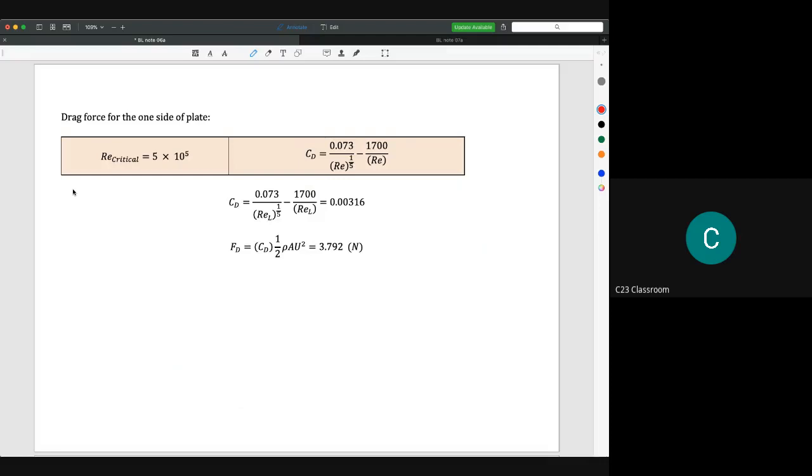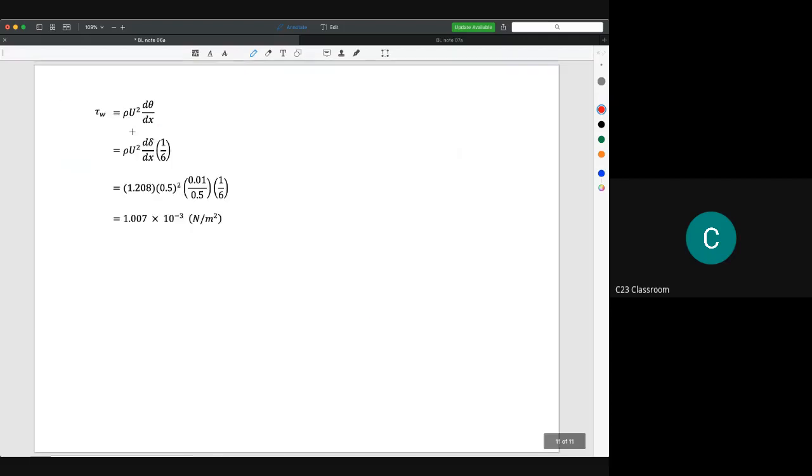And then because we take Reynolds critical as 5 times 10 to the power of 5, the CD here is 0.073 over Reynolds number to the power of 1/5 minus 1700 over Reynolds number. So we get 0.00316. So we substitute in this equation, and we get the drag force for one side of the plate is 3.792 newtons.